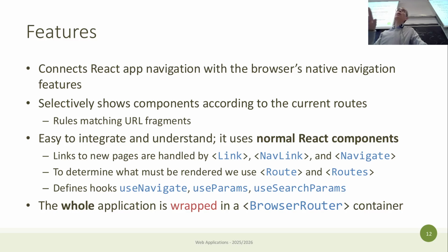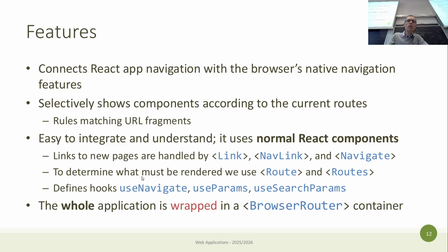So it integrates very well with the React rendering system, and it is able to disable or enable the rendering of some components. Of course, we need to declare something. In short, we need to create routes and say which URL corresponds to which components. Actually, it's easy to integrate and understand because it's written for React. So it uses normal React components. It provides us with new React components that must be used to achieve this router behavior.